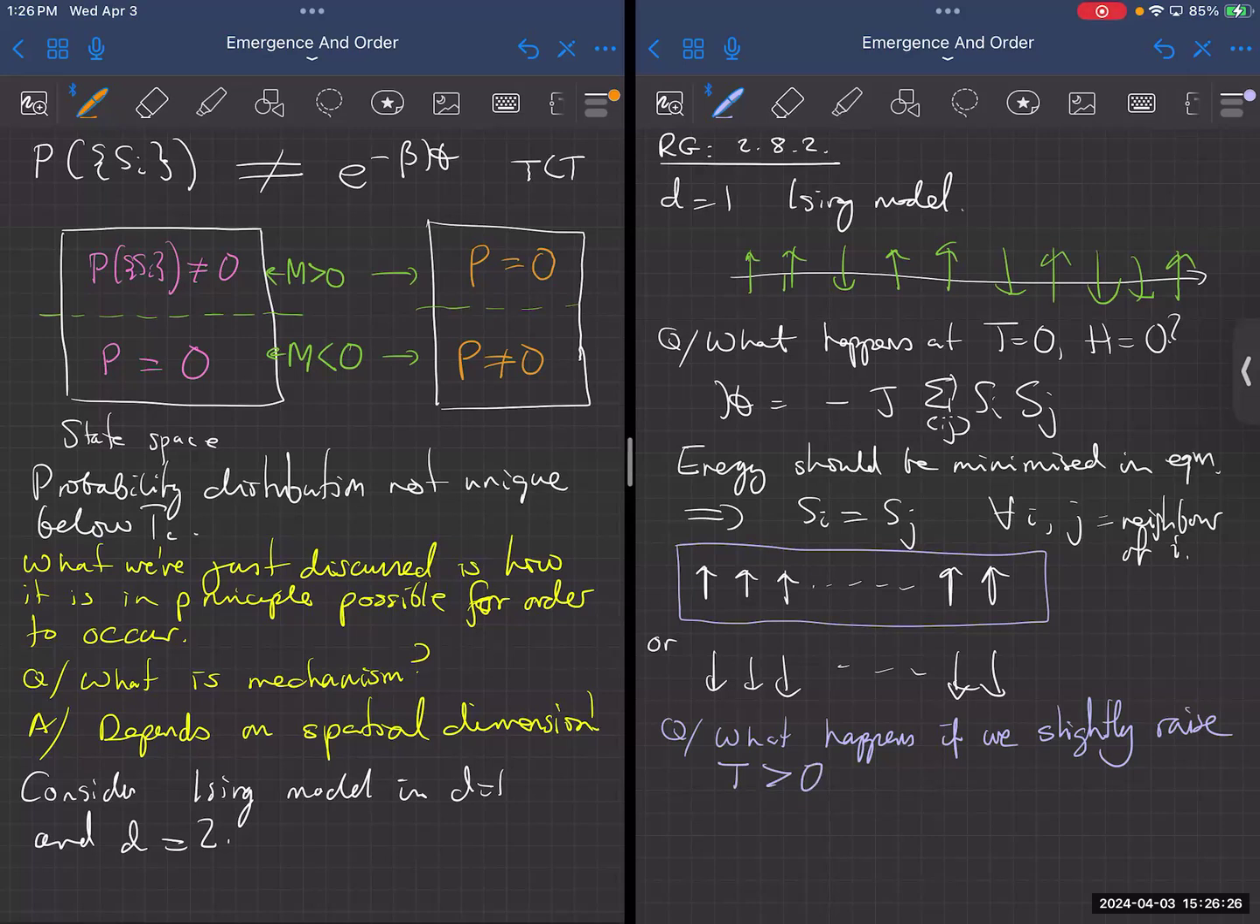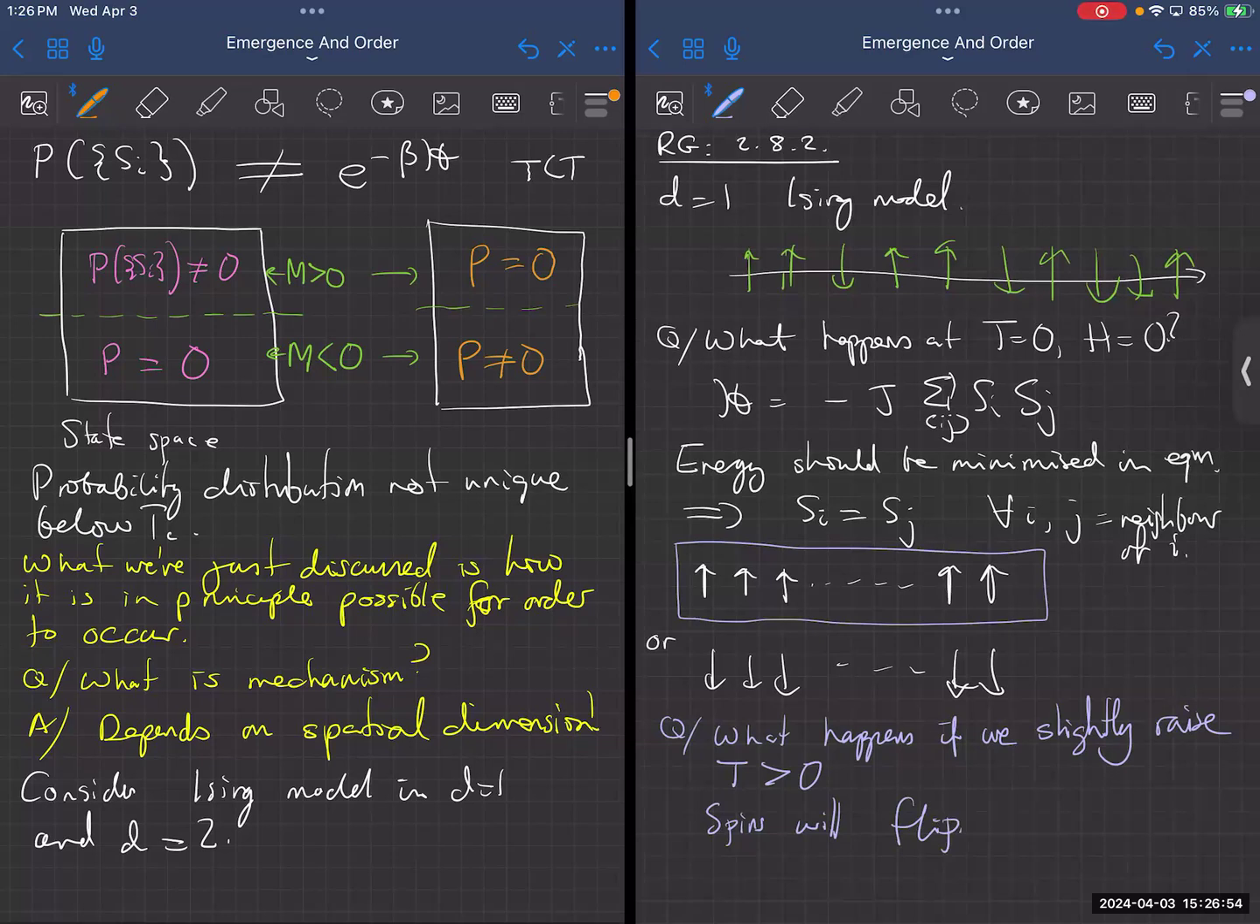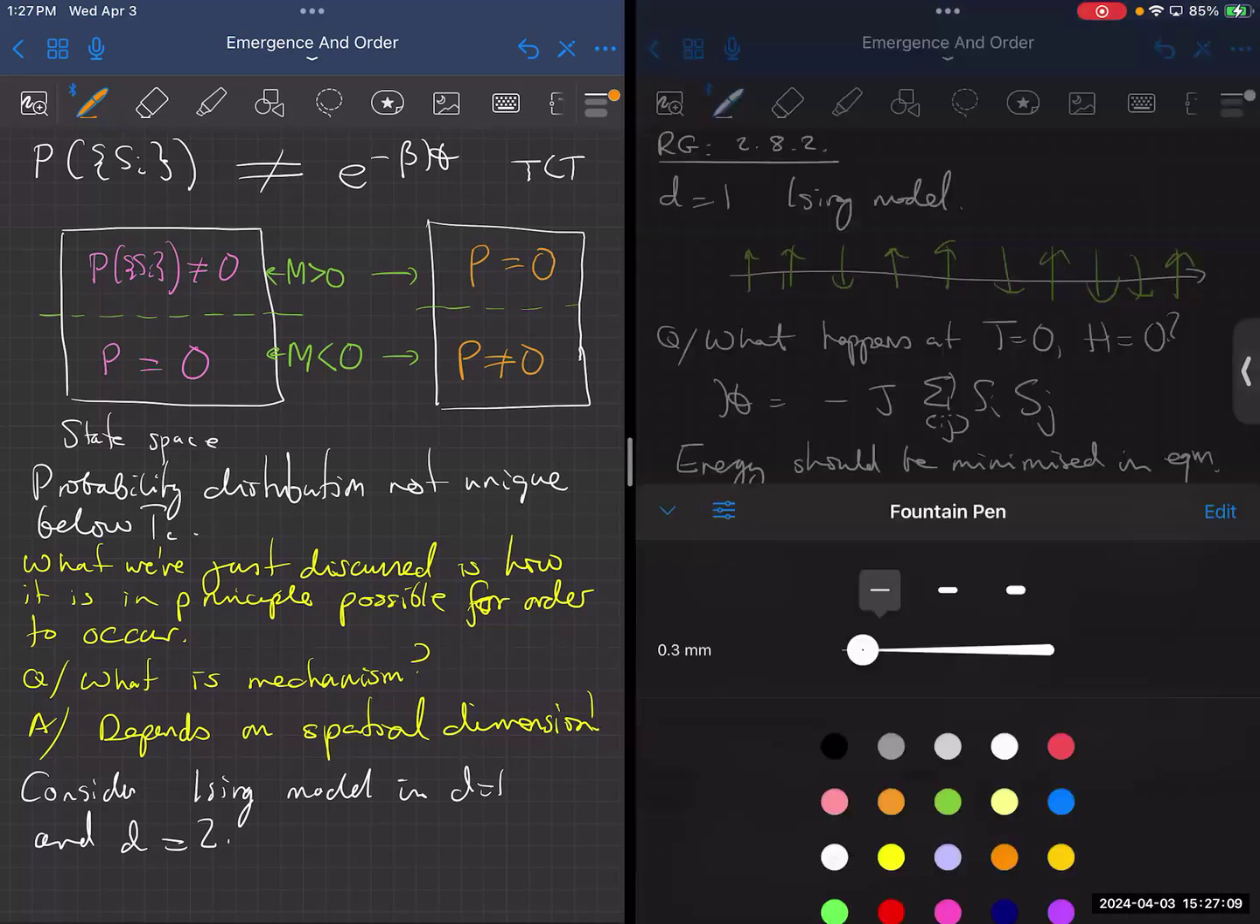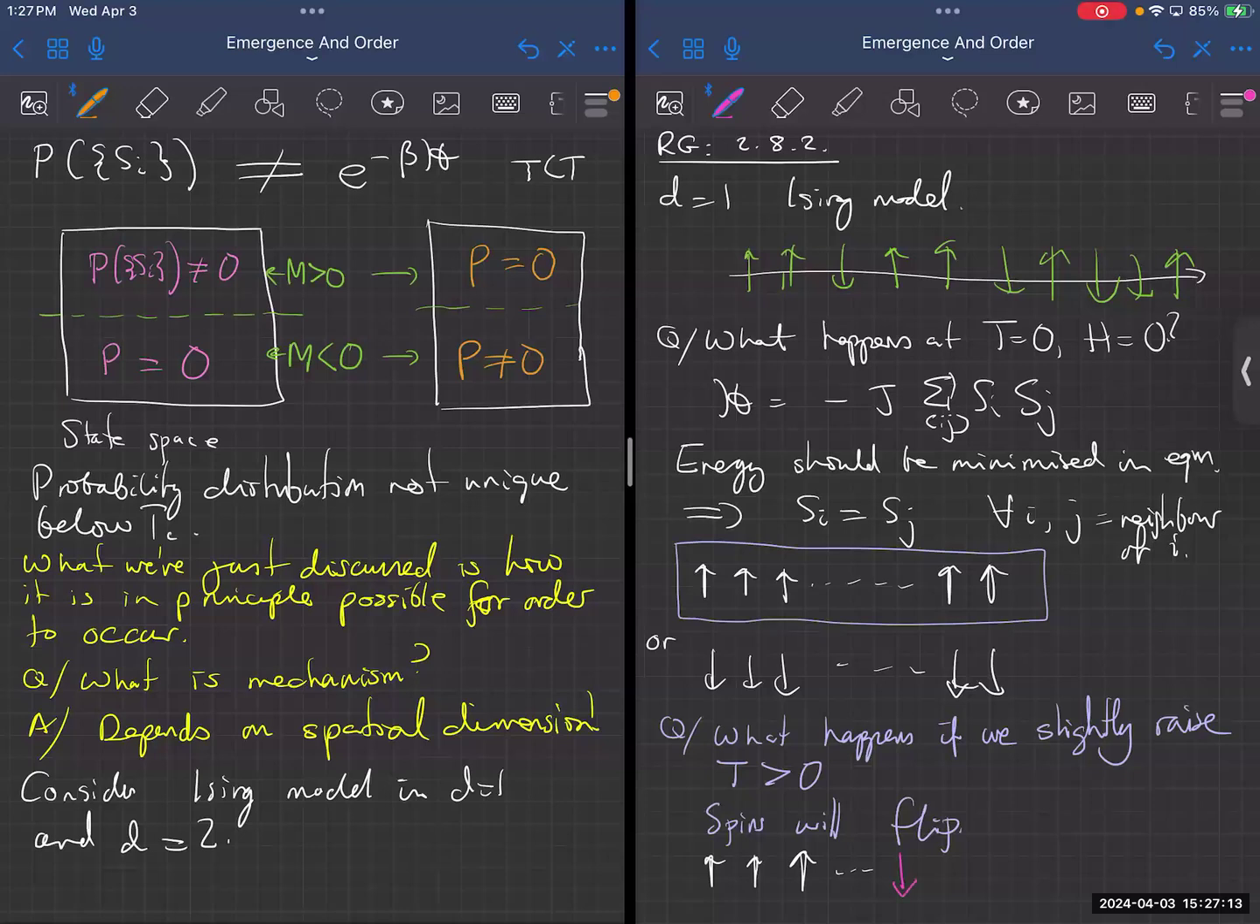So now the temperature is slightly greater than zero. What's happening is the spins are in thermal equilibrium, so they can flip with some finite probability, and so spins will flip. A picture of the system might look like this. I've got my up spins like so, and then maybe this spin over here has flipped, so this one is pointing down, and all the other spins are still pointing up. So the configuration could look something like that.